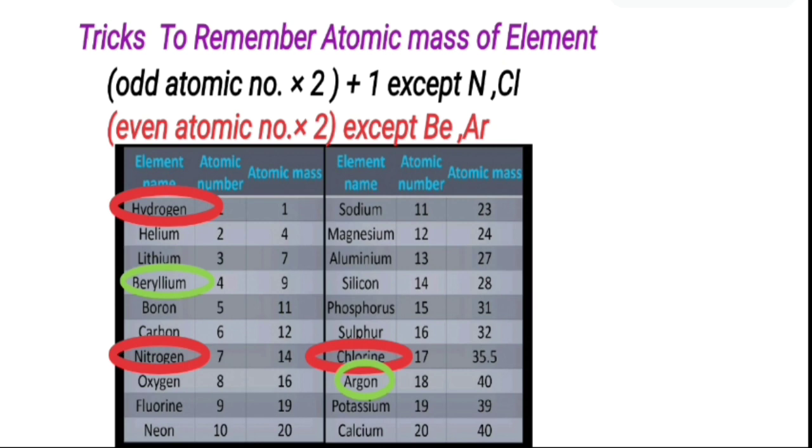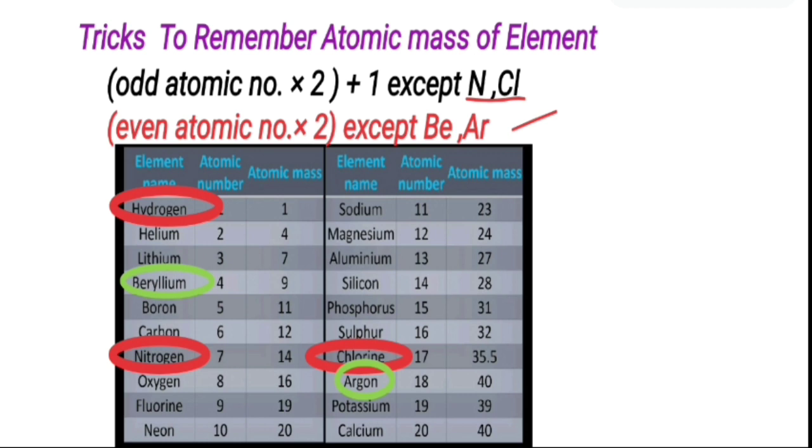If the atomic number is odd, multiply it by 2 and add 1. But this formula will not be applicable to nitrogen and chlorine. If the atomic number is even, simply multiply by 2, but again there are two exceptions: one is beryllium, another is argon. Now let us check whether the formula is working. Hydrogen, with atomic number 1, is neither odd nor even, so it is the exception, taken as 1.